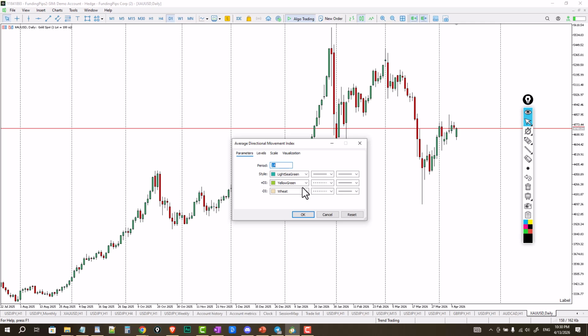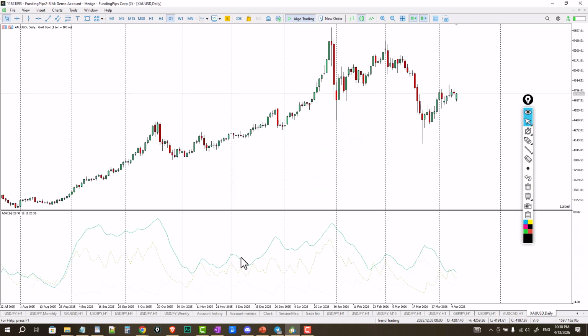This is just my personal preference. If you want to see the default look of the Average Directional Movement Index indicator, you just click on OK, and it's going to add the indicator with its default settings to your charts. Now, one thing you need to know about the ADX is that it helps you to quantify the strength of a trending move in the market.